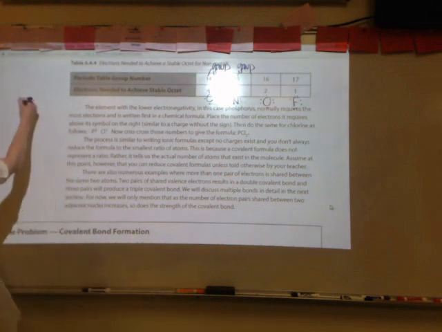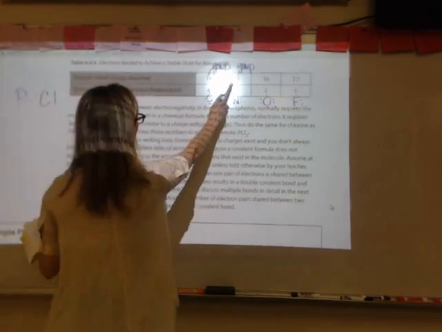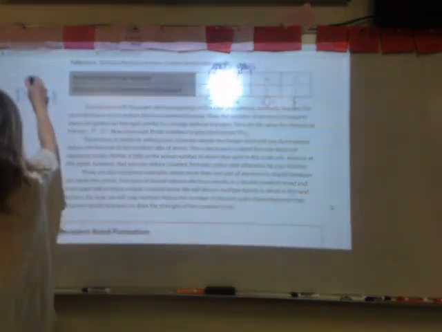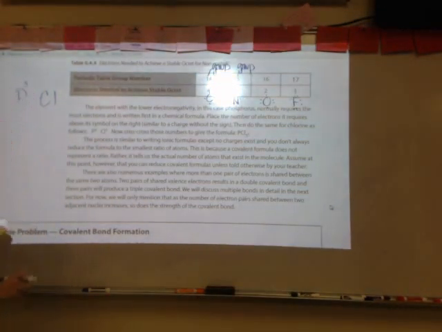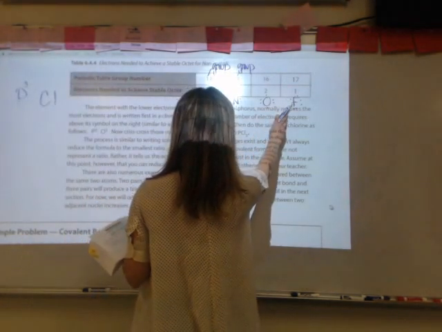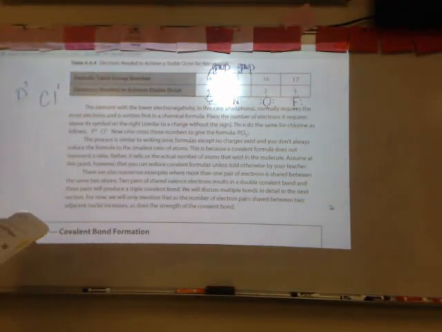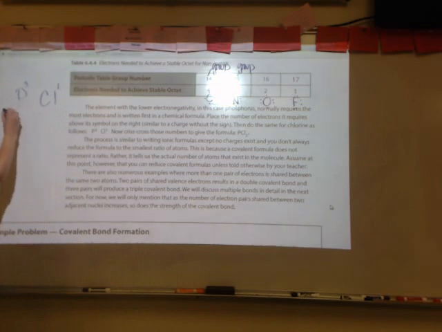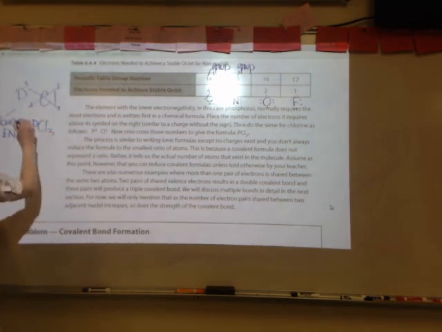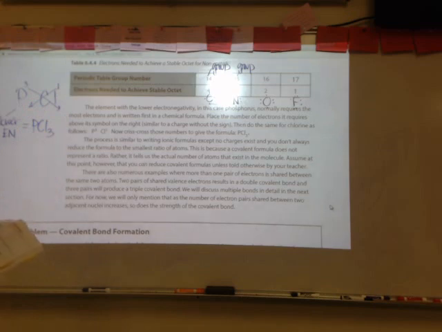In this case, if we're talking about phosphorus and chlorine, phosphorus is in group 15, and it has 5 valence electrons, so it needs 3 more. You put the number that it needs to be stable in the upper right-hand corner. Chlorine is in group 17, it has 7 valence electrons, it needs 1 more to be stable, so I'm going to put the one that it needs here. You always put the element with the lower electronegativity first. Then you cross the numbers that you wrote down. That gives you PCl3. So that's the appropriate formula.